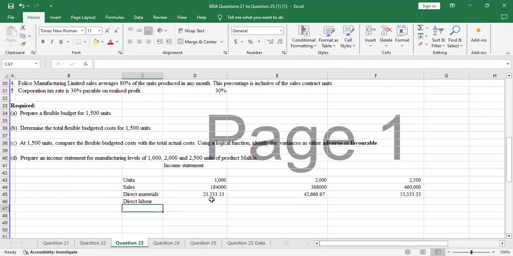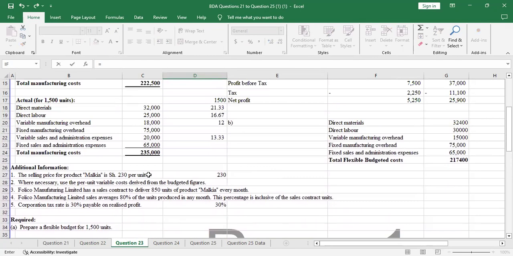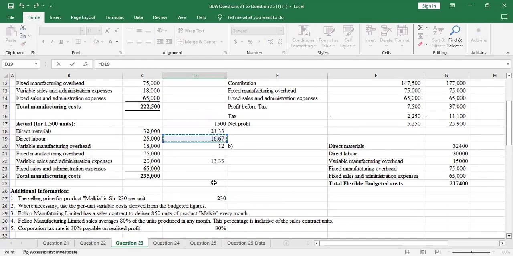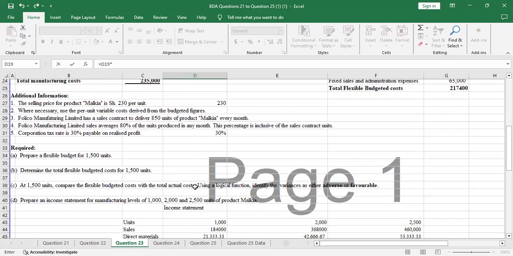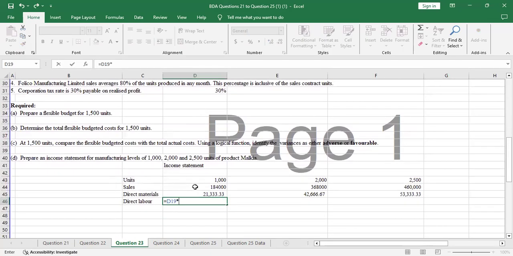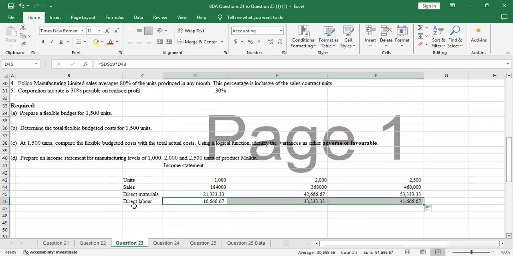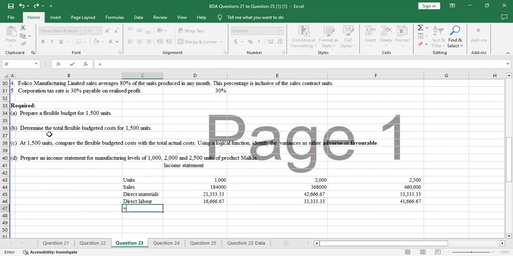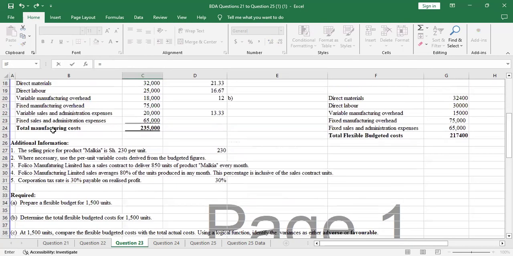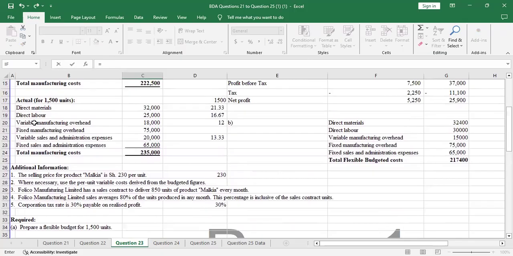For the direct labor, we'll have labor cost per unit and actual. We'll have that times the number of units. I'll also lock this completely so that I can just drag. I'll enter that, then drag it all through. And the next item will be variable manufacturing overhead.